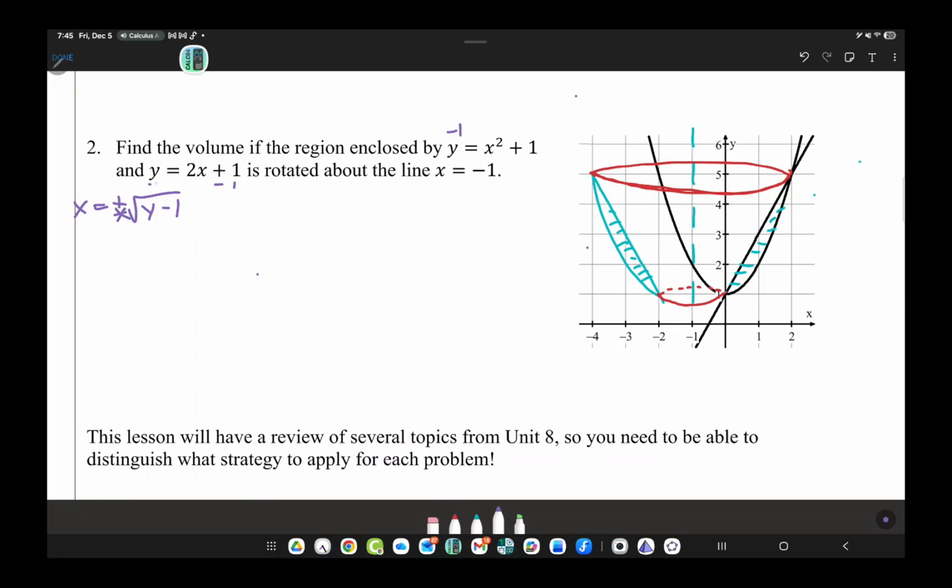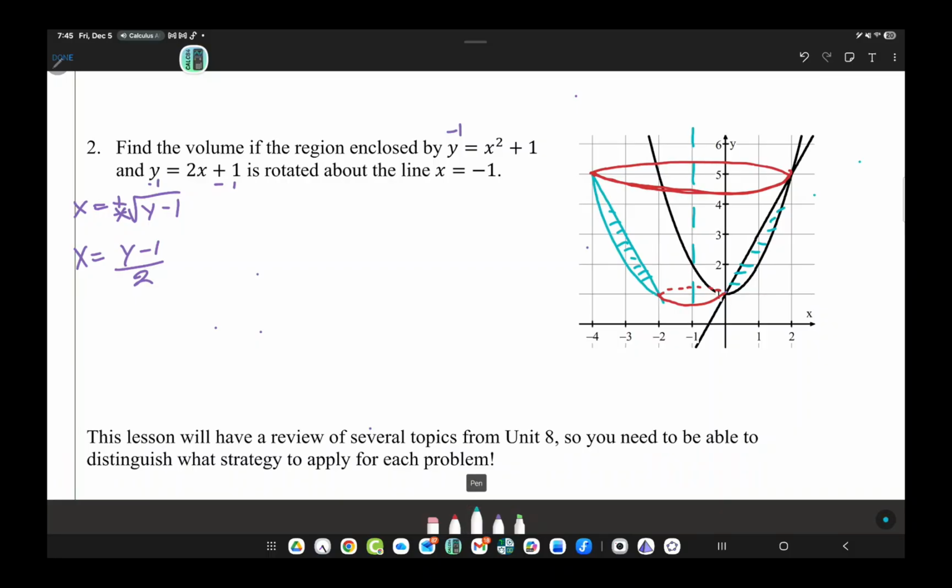Here, subtract 1, subtract 1. Again, we get that same kind of function we had before. It is the same function, isn't it? Yeah. So x is equal to y minus 1 over 2. So they're my two functions.